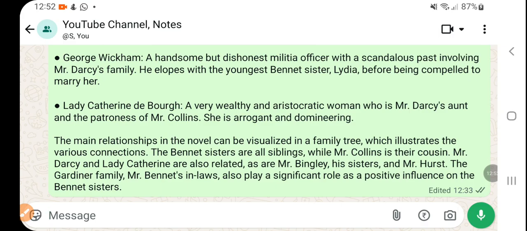And the Gardiner family, here I didn't discuss. The Gardiner family is there, and they are Mr. Bennet's in-laws, who also play a significant role as a positive influence on the Bennet sisters. They are a very good family, Mr. Gardiner. So here we have discussed in short the characters and their relationships.